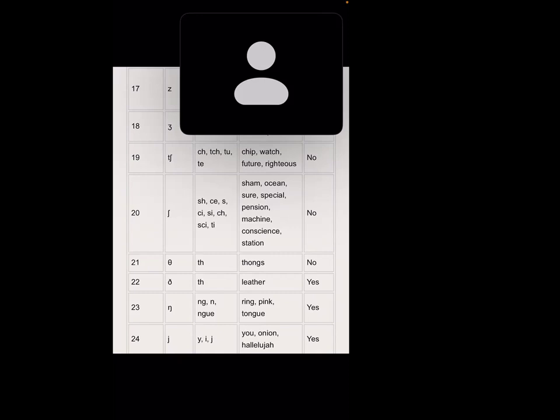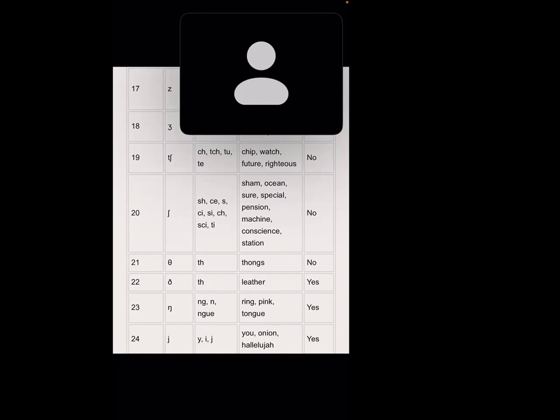Bring out your tongue. Yes, this sound is voiced. Like I said, all nasal sounds are voiced. All right, number 24, the final consonant we have here is pronounced as y, y, y.